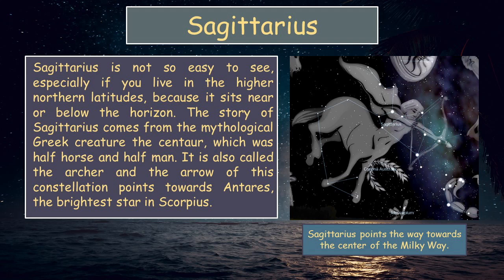Sagittarius is not so easy to see, especially if you live in the higher northern latitudes, because it sits near or below the horizon. The story of Sagittarius comes from the mythological Greek creature, the centaur, which was half horse and half man. It is also called the archer, and the arrow of this constellation points towards Antares, the brightest star in Scorpius. Sagittarius points the way towards the center of the Milky Way.